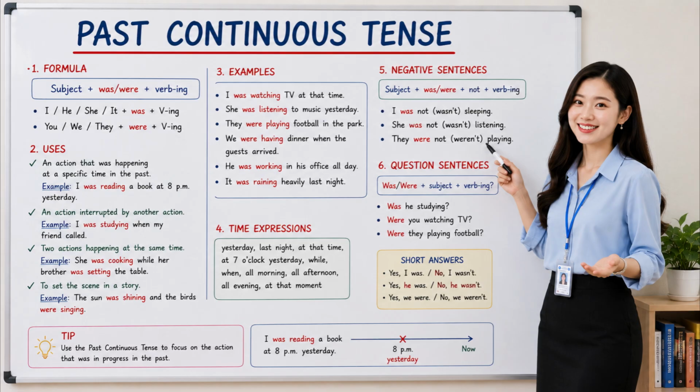Conclusion. The past continuous tense is used to describe actions that were happening at a particular time in the past, actions that were interrupted by another action, and two actions occurring at the same time in the past. The formula is was or were plus verb ing. It is commonly used with words such as while, when, yesterday, last night, and at that moment. For example, I was studying when my friend called. She was cooking while her sister was cleaning, and they were playing football at 5 p.m.